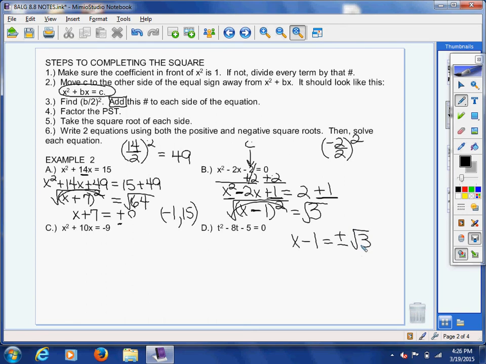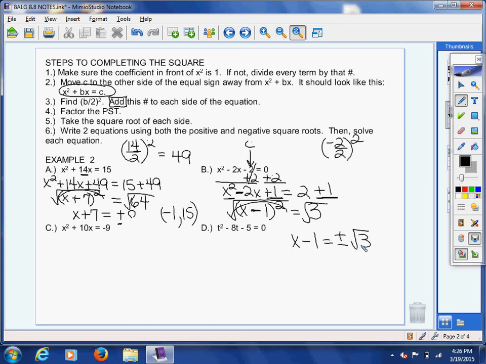Now, I can't take the square root of 3. That's going to give me a long decimal, and I'm not going to round my answer. I want the exact answer. I don't want an estimated answer. So I'm not going to change the square root of 3 out of its form. Now, if I can take the square root of a number, I will, just like I did in example A.